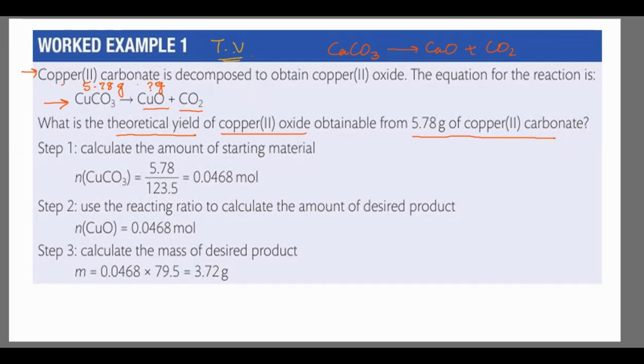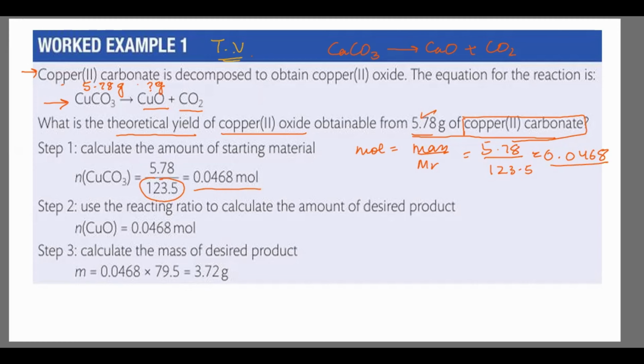So simple, what we are going to do is take out the number of moles for copper oxide. First of all, to find the number of moles, we divide mass by MR. So the first step is we need the MR for copper carbonate. The MR they have already given us, that's 123.5. So we'll pick up this value. The mass given in the question is 5.78. We'll divide by the MR, 123.5. We'll have the number of moles, that's 0.0468.